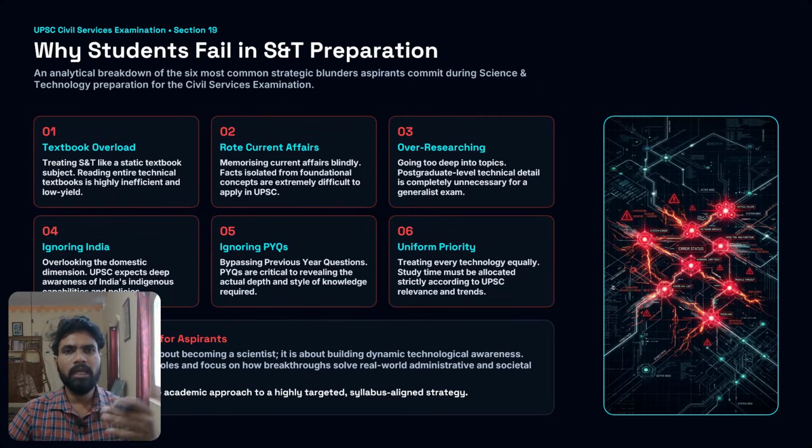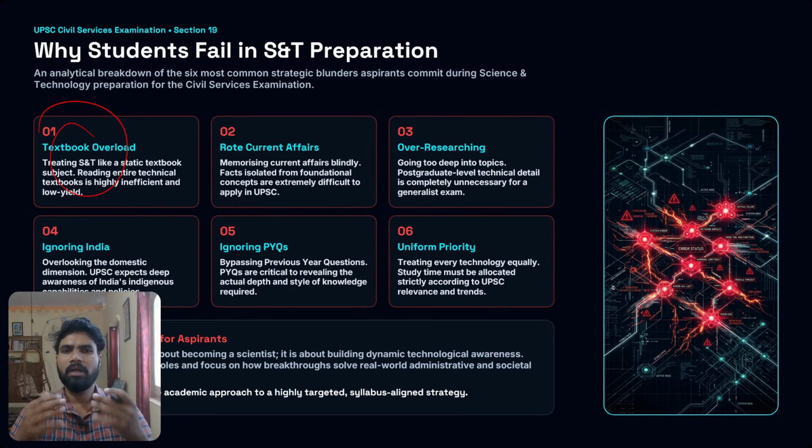Okay, so finally we will see why students fail to appropriately prepare for science and technology, or what mistakes are generally made by students when they start preparing, or where they fail in the science and technology subject. What are the problems in their preparation? Finally, we will see this. First thing is textbook overload. Students choose multiple textbooks, three to four. They will read one, throw it, take another one, read it, throw it, like that.